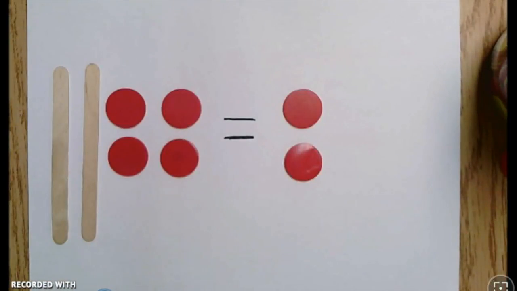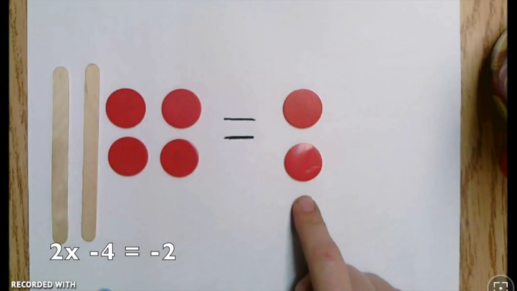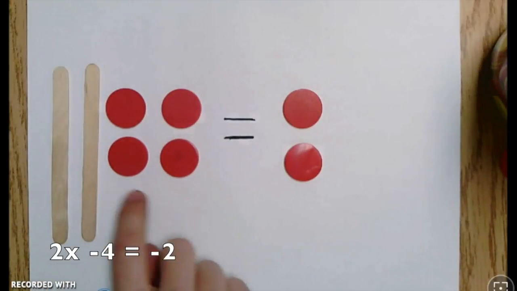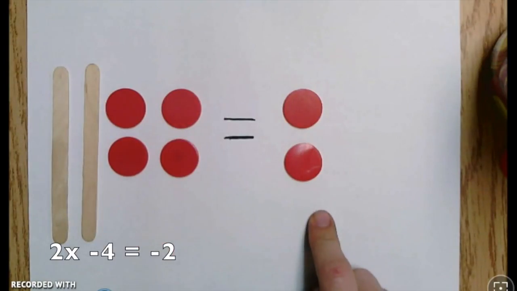All right, here's our second equation. Try to write down what you think it is. Did you write 2x minus 4 equals -2? If you didn't, then go ahead and correct that now. So I have 2x minus 4, or plus -4, equals -2.